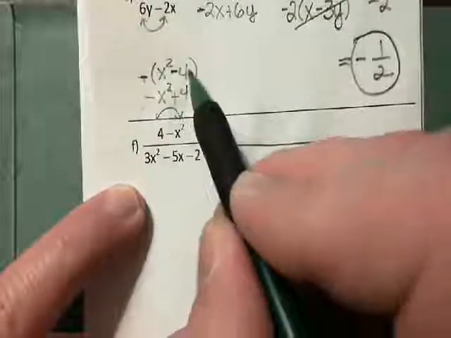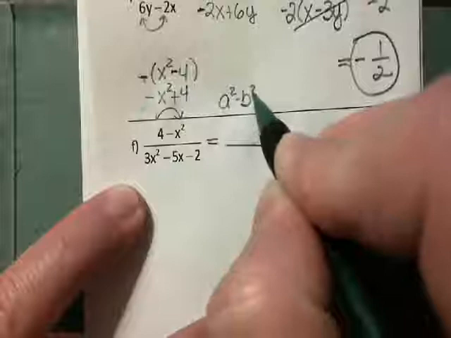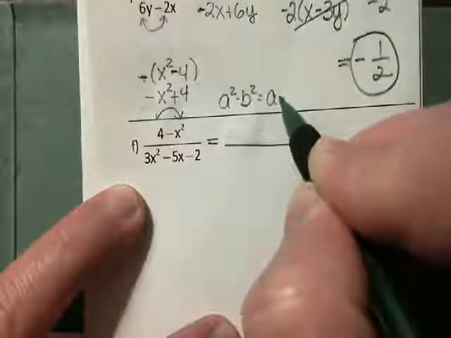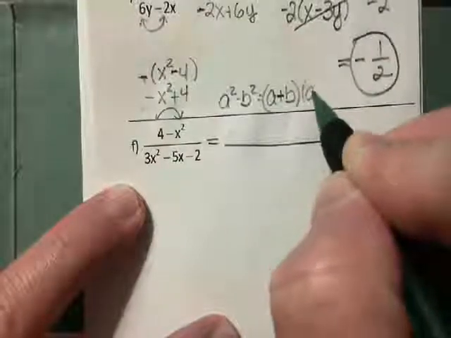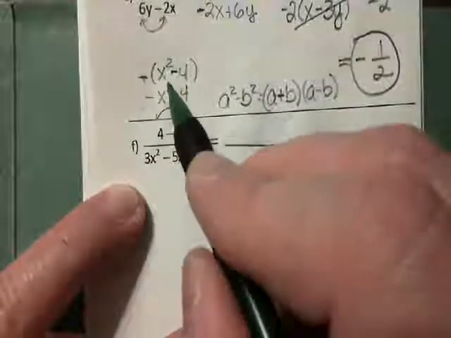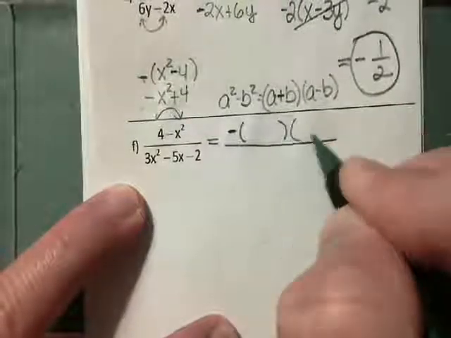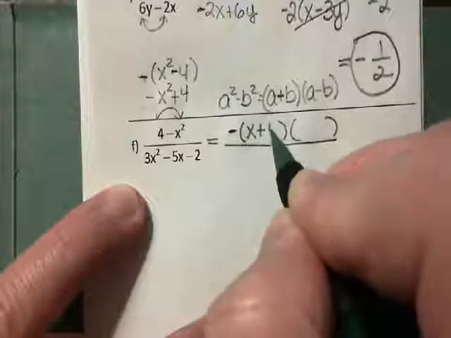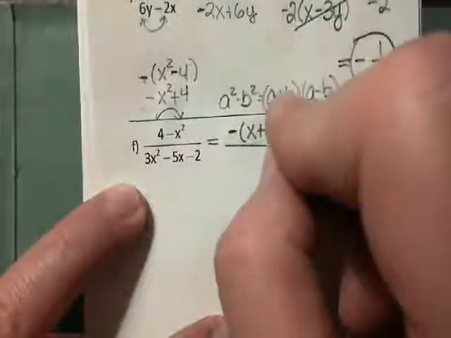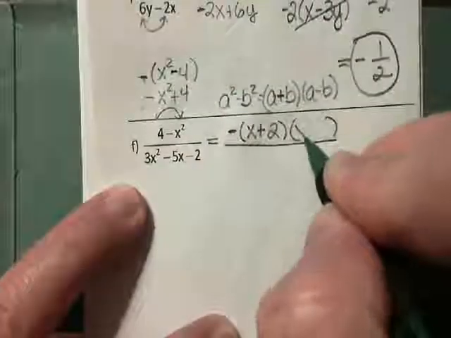And I notice that this here, I can apply that property that says a squared minus b squared equals a plus b, a minus b. So that's basically what I'm going to do. So I'm going to write the negative that is outside, and I'm going to open two sets of parentheses, and I'm going to write x plus 2, because the square root of 4 is 2, and x minus 2.